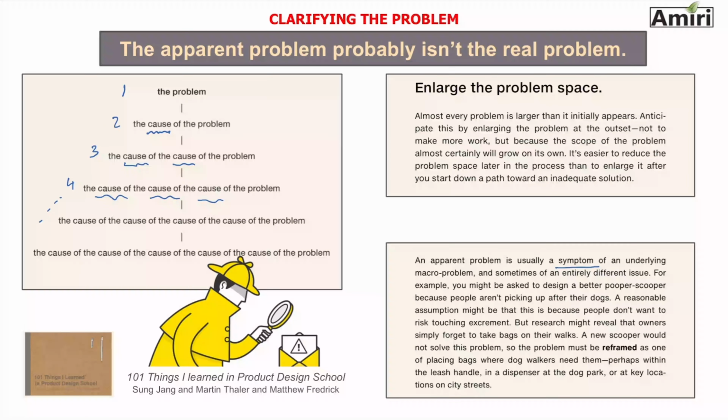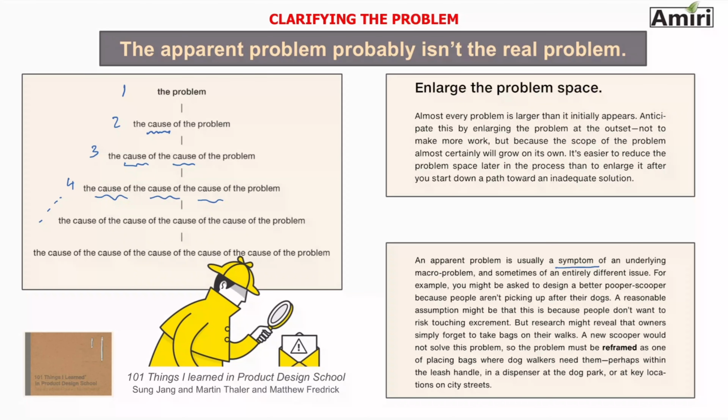The example given here in this paragraph is, someone tells you people are not cleaning up after their dog, or after their pet when they go on a walk. That's a problem. And they ask you to solve that problem, or to create a product that solves that problem. So the initial thought would be, maybe people don't like to touch the excrement of their pets.